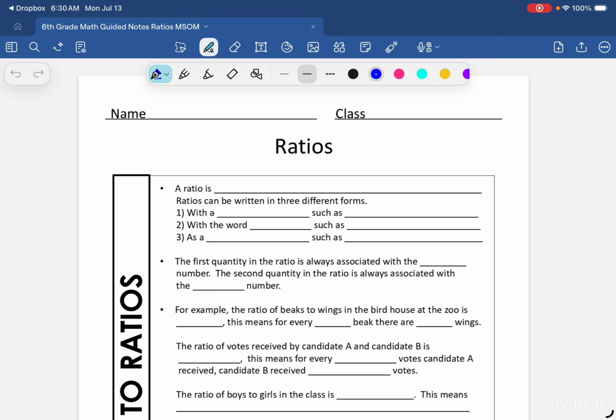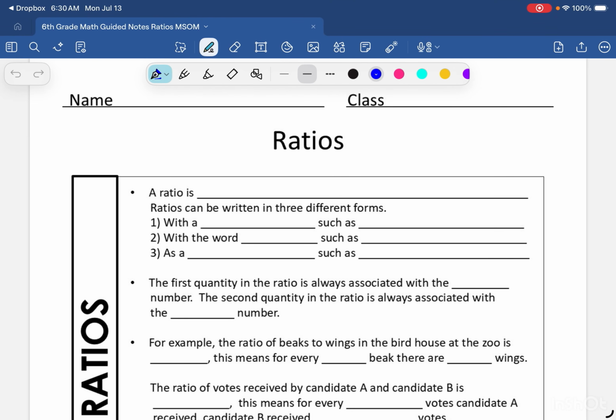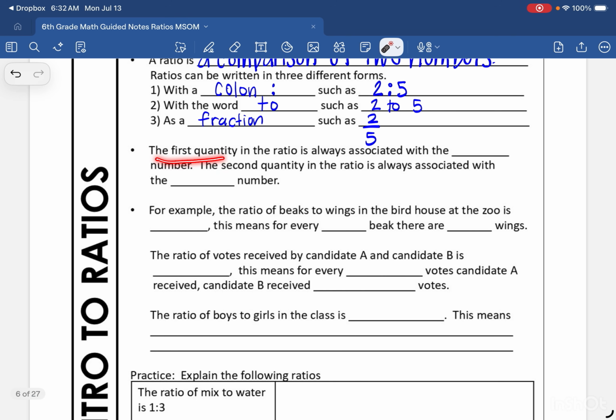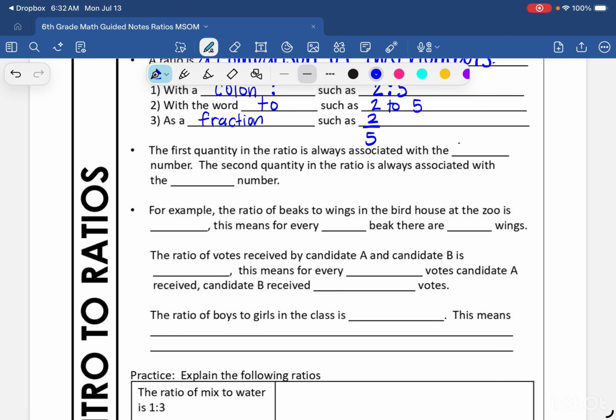Hey everyone, these are the ratios guided notes. A ratio is a comparison of two numbers. Ratios can be written in three different forms: with a colon, such as 2:5, with the word "to," such as 2 to 5, or as a fraction, 2/5. The first quantity in the ratio is always associated with the first number. The second quantity in the ratio is always associated with the second number.